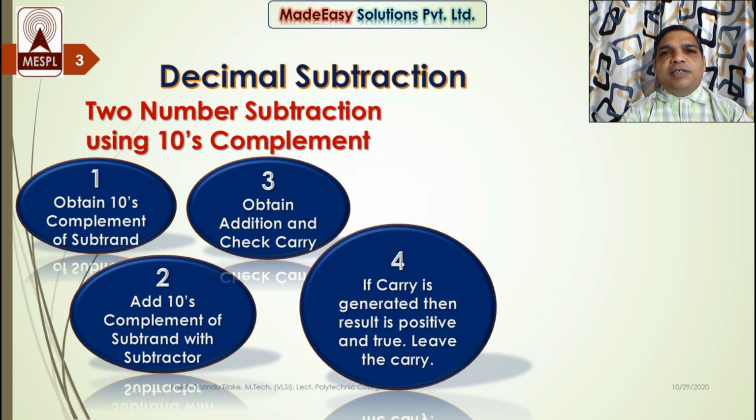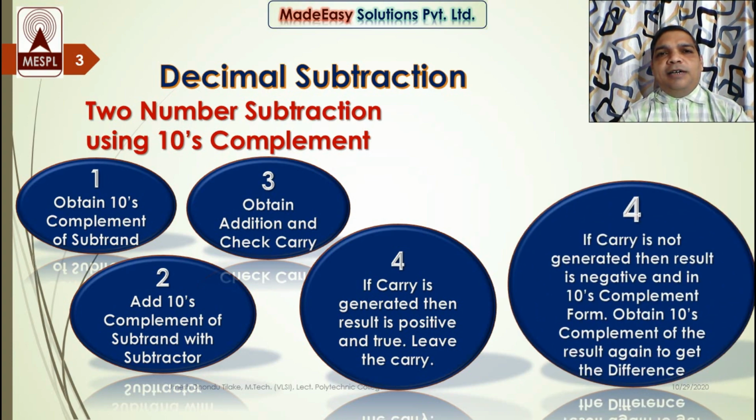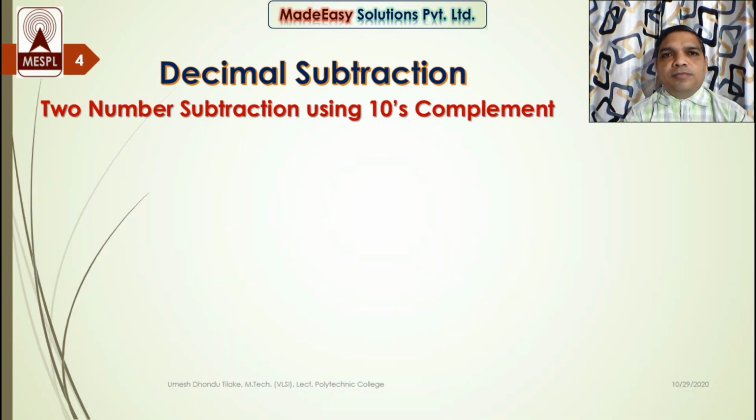Now let's discuss the second case. If carry is not generated, then what we have to do? If the carry is not generated, it indicates that the result is negative and in 10's complement form. So to obtain the result, again find the 10's complement of the result we got in step 3. After obtaining the 10's complement of the result we got in step 3, that will be the correct difference. So let's move forward and see some examples.